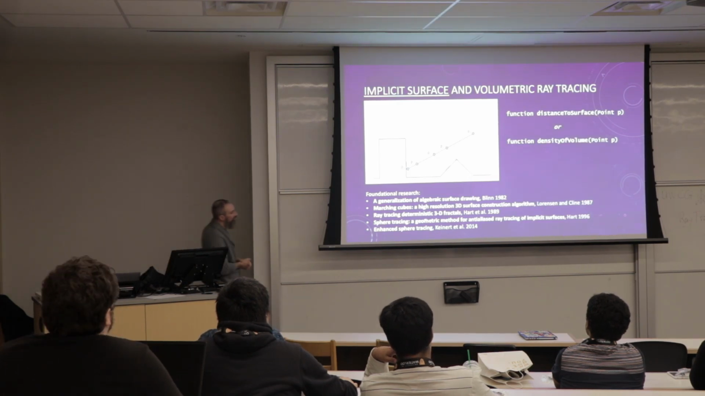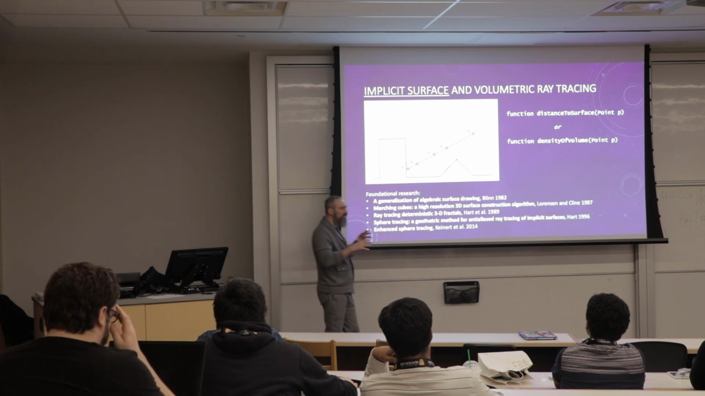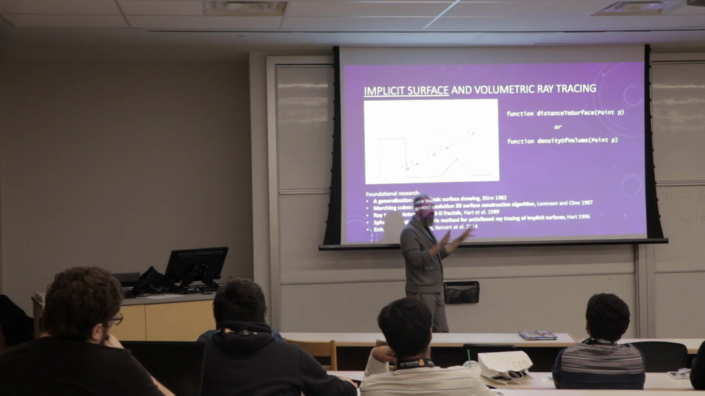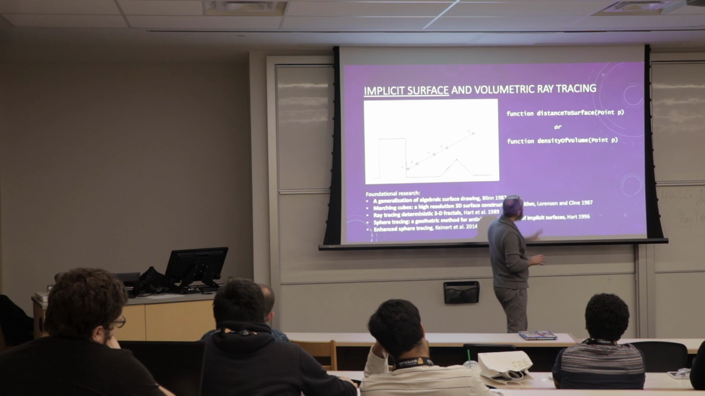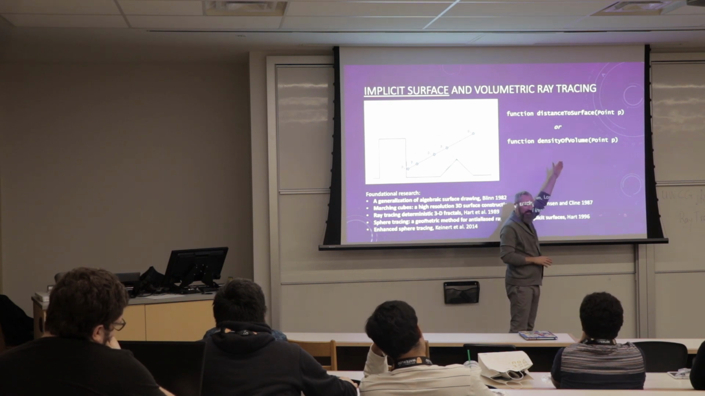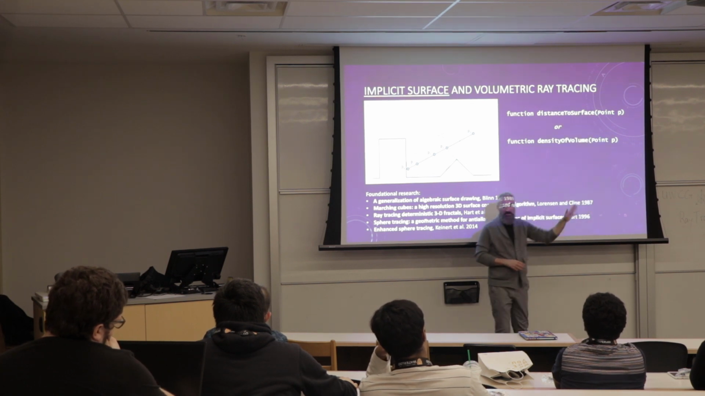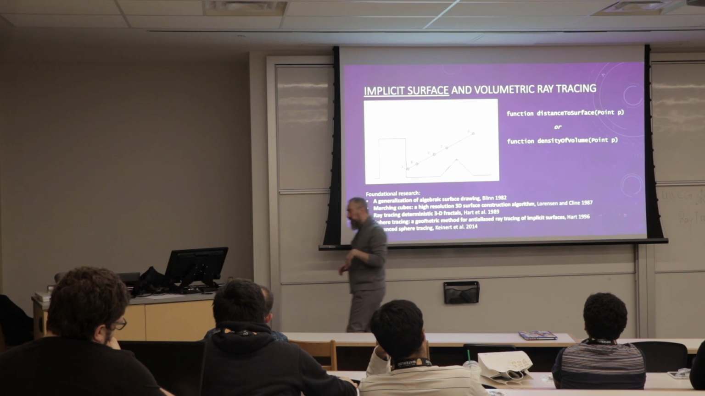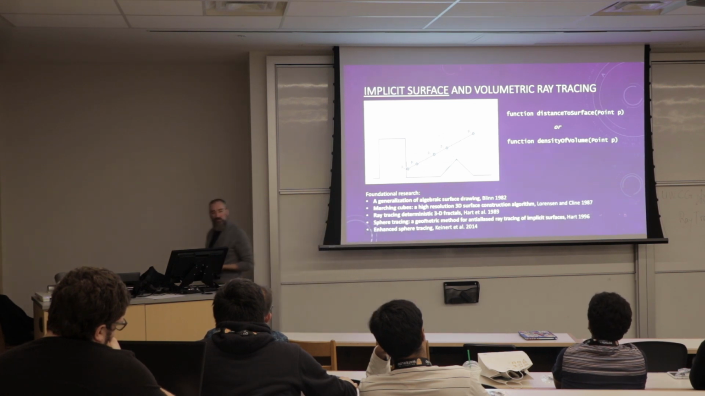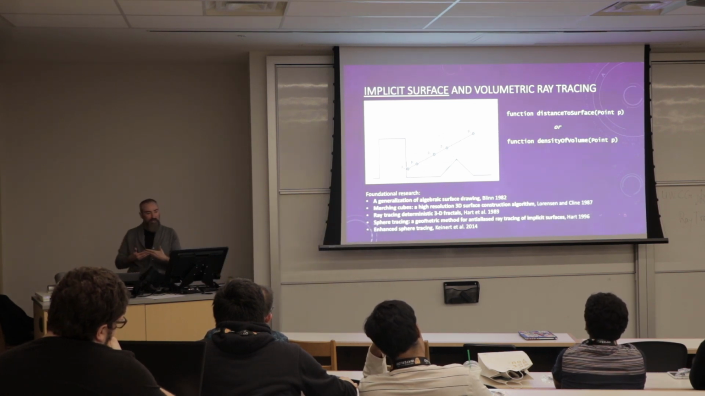So implicit geometry, instead of saying, here is the scene, it's defined by these triangles, you can say, well, at any point in space, I'll give you a function that tells you how far away you are from the surface. So the surface is never explicitly represented, but you can sort of implicitly find out where the surface is by going to your ray. And in this case, this is called the sphere tracing algorithm.